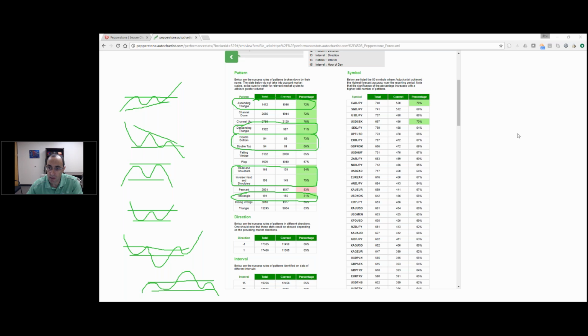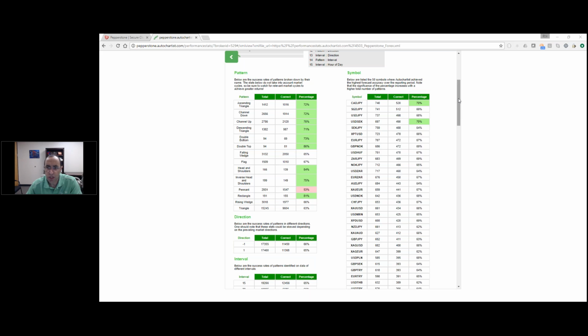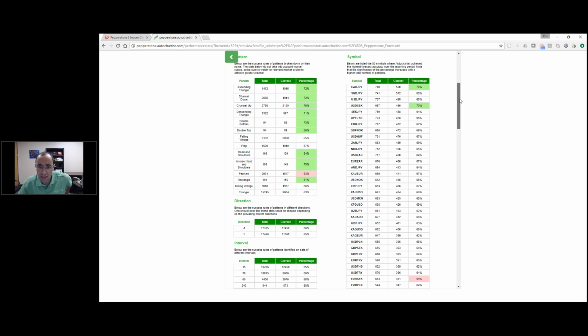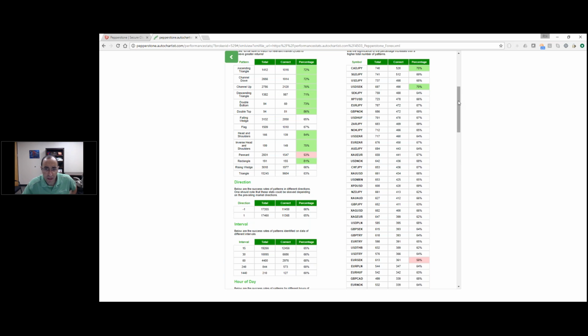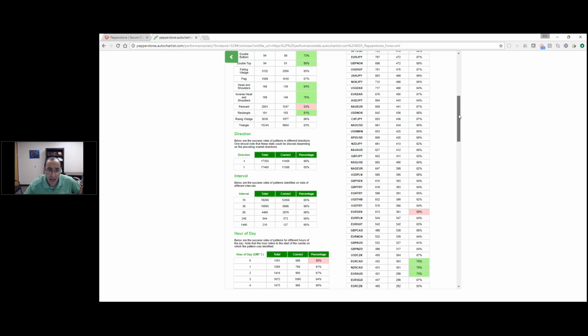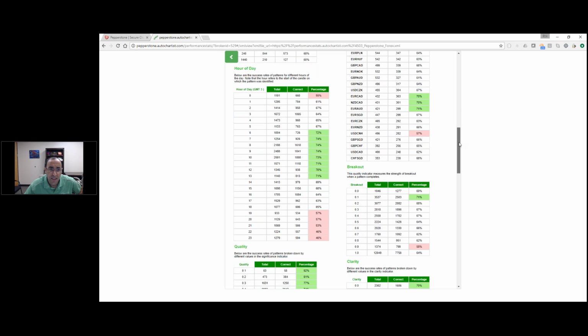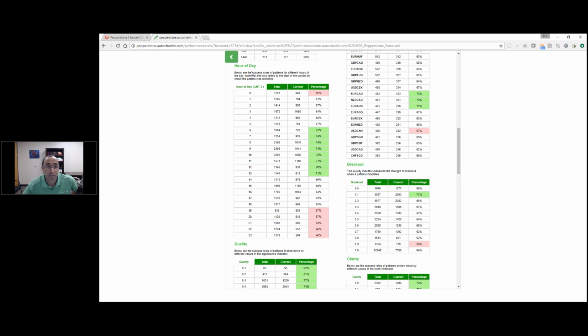I'm going to erase all my drawing objects for just a moment, and I'm going to show you, they also have a breakdown by symbol. Again, you can see the CAD JPY has done really well, some have done well, some have done badly. We highlight all of them. And then we have one very important thing, which is the breakdown by hour of day.